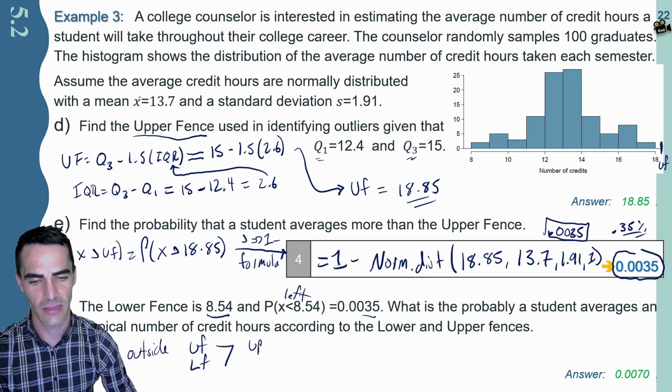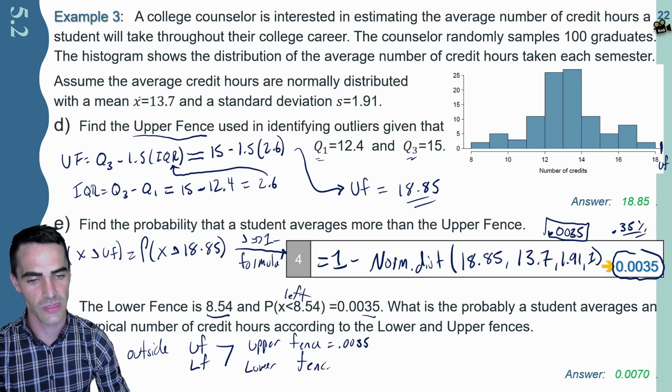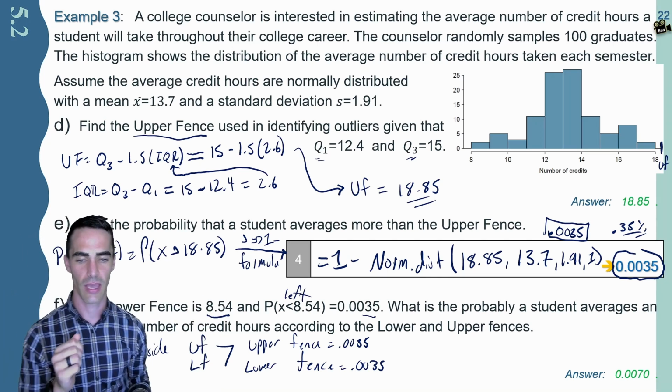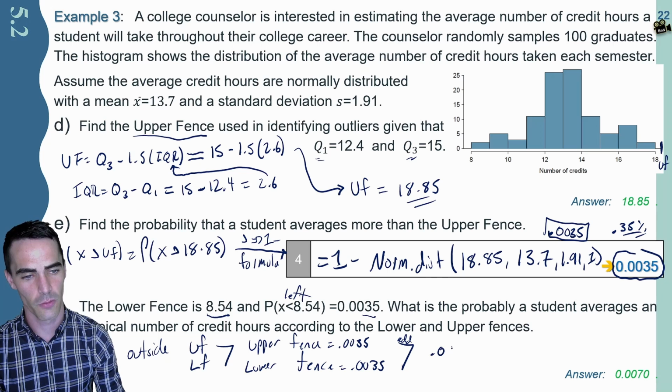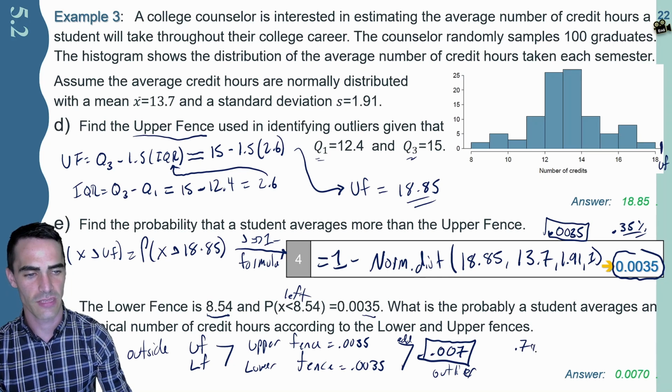Fortunately, I know the probability that we're outside the upper fence. That was my 0.0035. And I also know the probability that we're outside the lower fence, that's what's given to us, is the same, 0.0035. Again, less than the lower fence, greater than the upper fence. This is what's going to give you an atypical and outlier. So if I want to know outside both of those, I can simply add those together, and I should get 0.007. This is the probability that we identify an outlier or atypical value. If I want to put that in percentage, that's 0.7%.